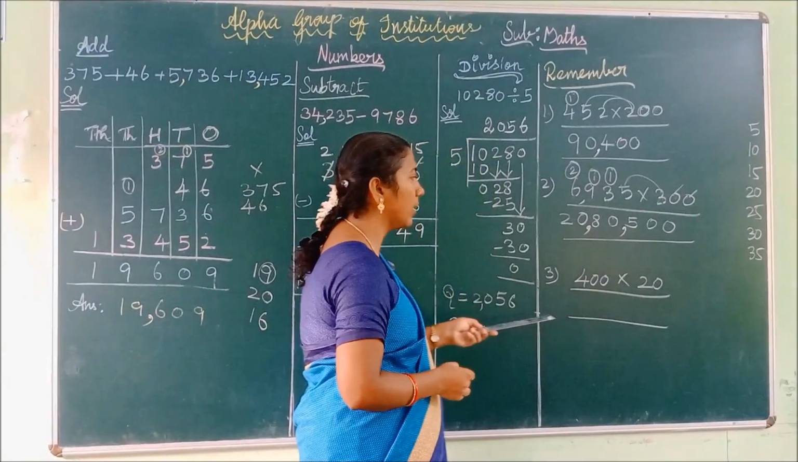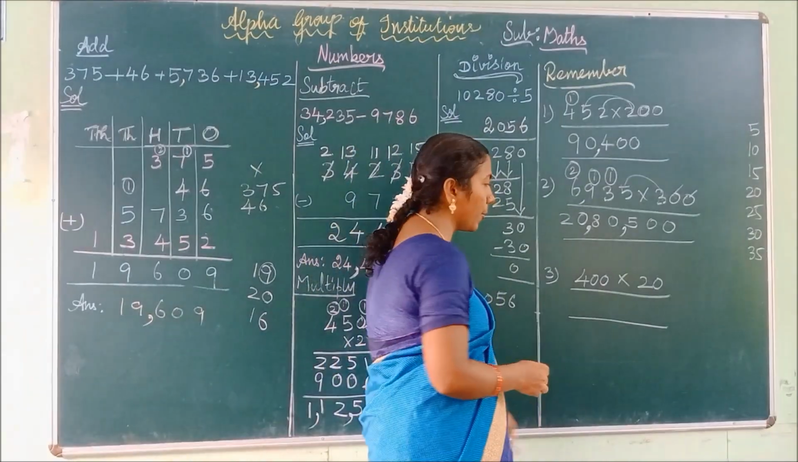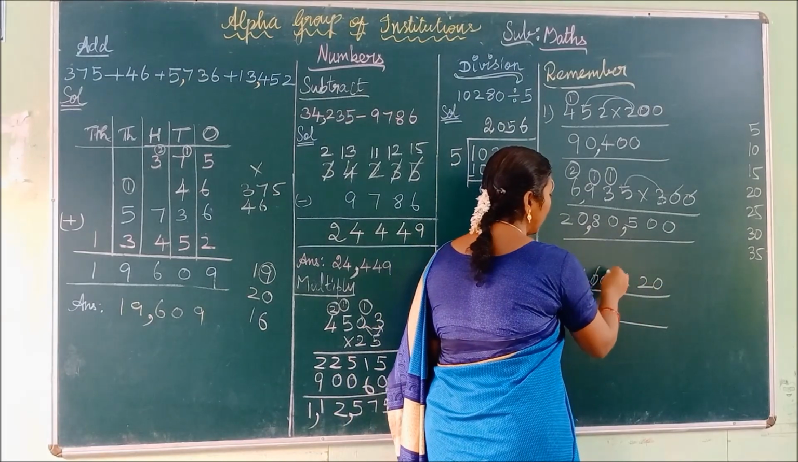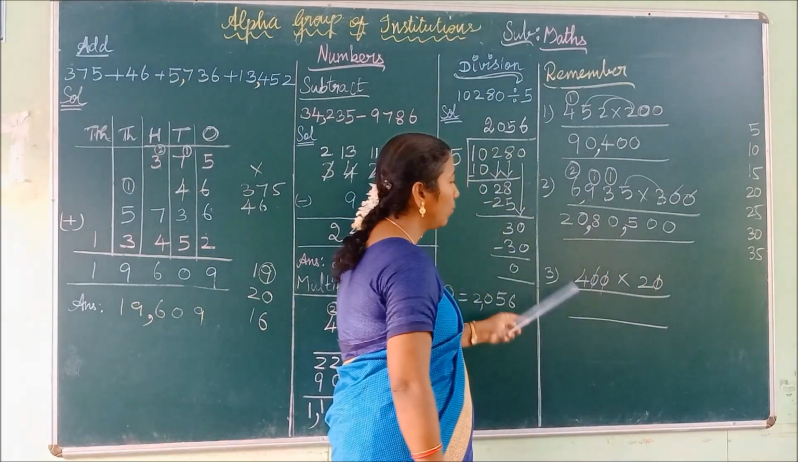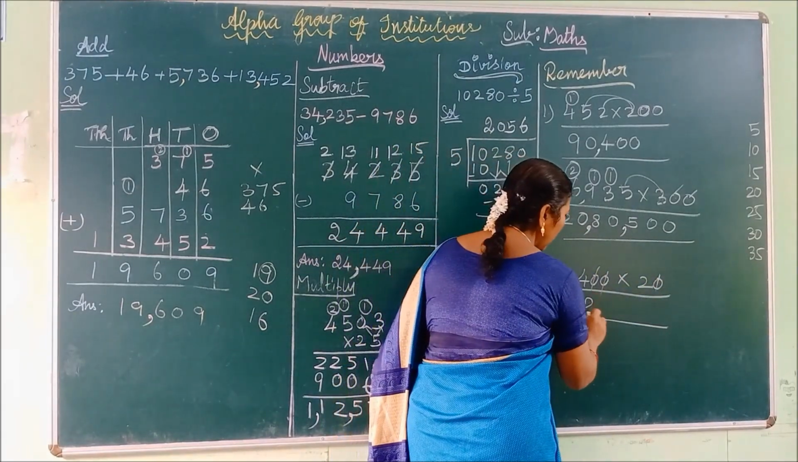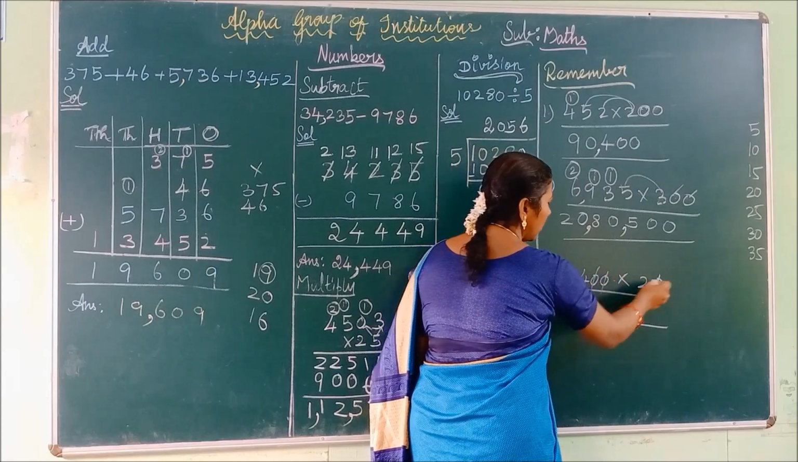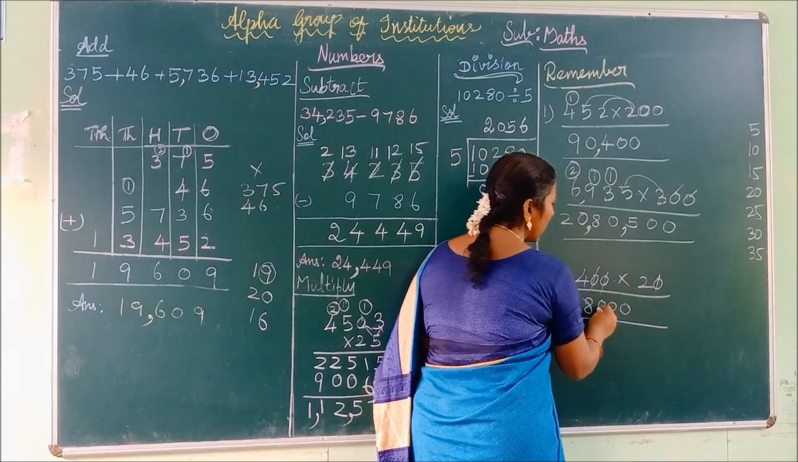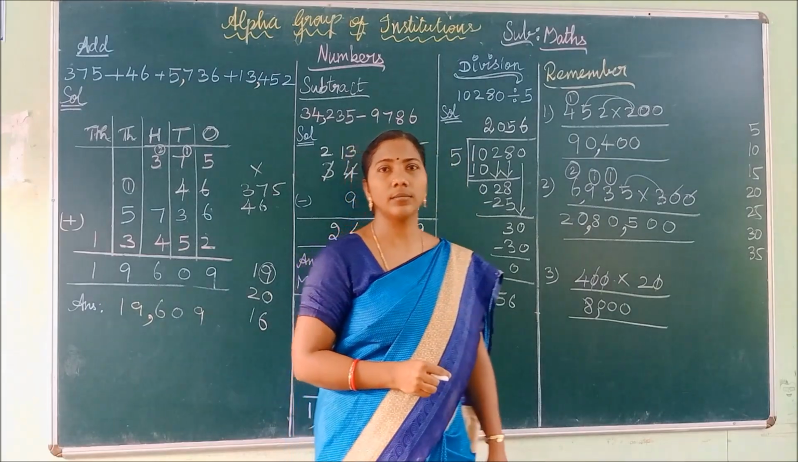See the next number, 400 into 20. Here we have the two numbers ending with 0. Forget the zeros. 4 into 2 is 8. And then you have to add the 3 zeros. So the answer is 8,000. It's clear, children?